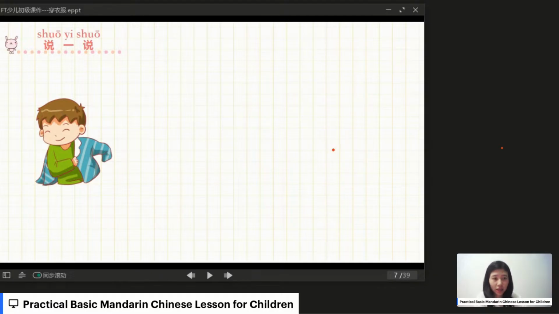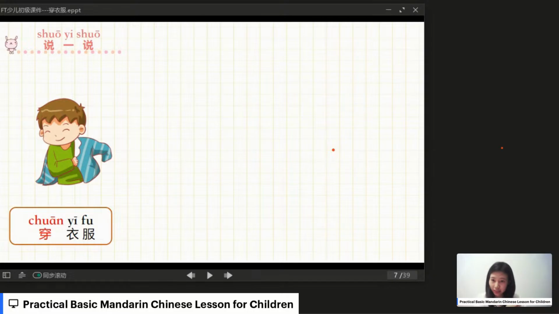So when we talk about clothing, there is a very important verb, a word we need to remember. This is wear, 穿. It's the first tone, so I just use the number one to represent it. So 穿 means wear. From the picture, you can see that little boy is wearing clothes, right? So we say 穿衣服. Just remember, memorize this word. It's very important. 穿衣服, wear clothes.